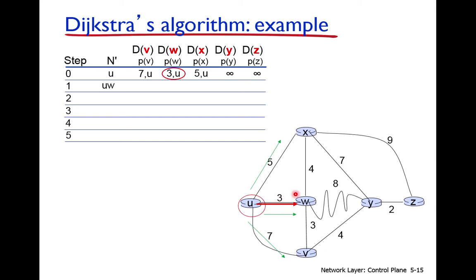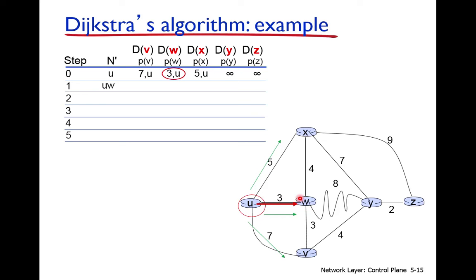When the shortest path is computed, this node, W, will be added to N dash, the visited list. Why? Because we have found the shortest path from U to W. In the first step, U was added because we are starting from U, and the shortest path from U to U is 0, so it is already known. In the next step we found W: the length from U to W is 3, and the previous node is U. So this path is added.